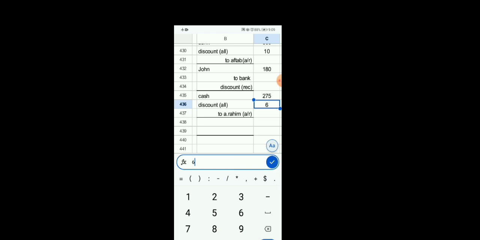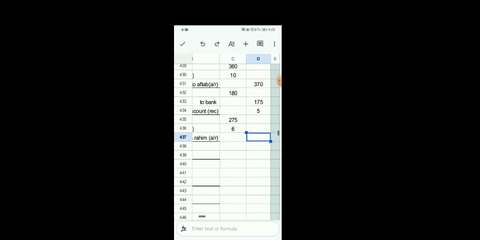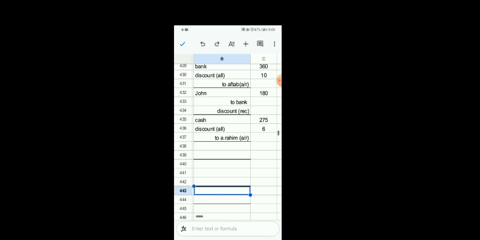Entry is completed. Abdur Rahim's entry was this, and discount allowed was this, and discount allowed was, oh, actually it is 6. So nothing else is given. First you will rectify the amount, that is 6. So it means the amount of Rahim is not mentioned over here. Again you will apply a simple accounting principle.